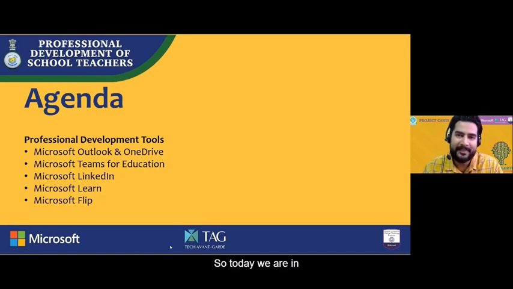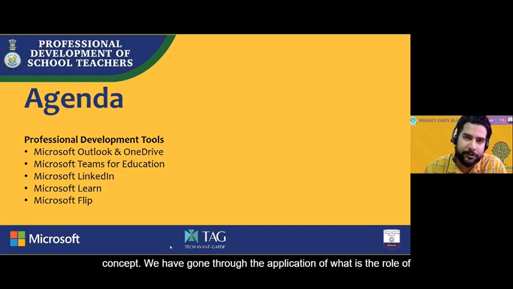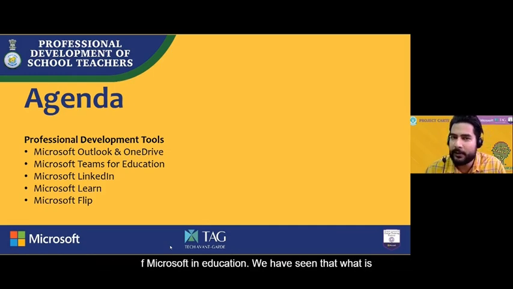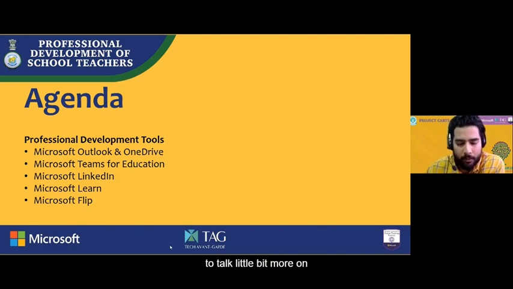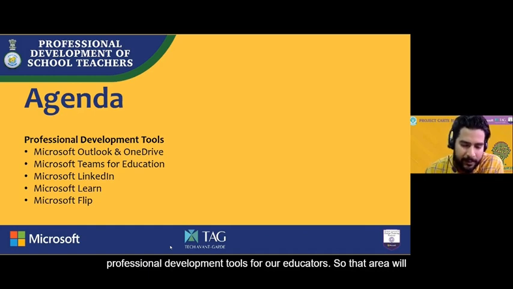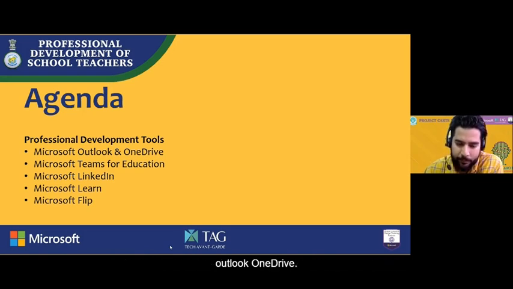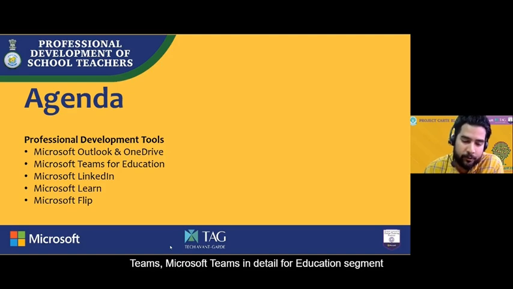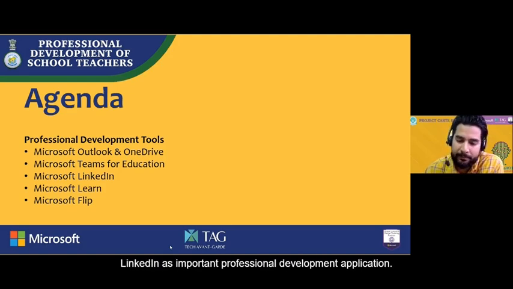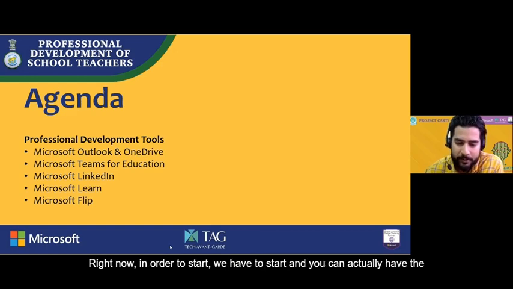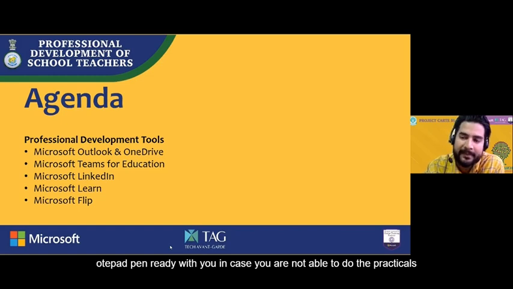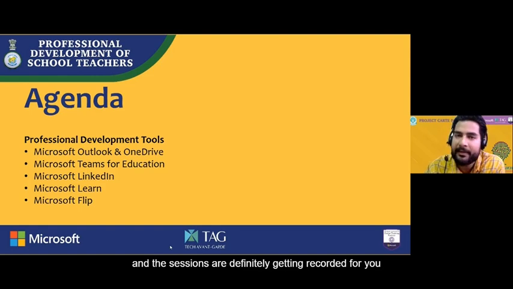So today we are in our day two session. On day one, we covered what the hybrid learning concept is, the role of Microsoft in education, and the 21st century applications and tools for educators. Today, we are going to talk a little more about professional development tools for our educators. The tools we will discuss today are Outlook, OneDrive, Microsoft Teams in detail for the education segment, LinkedIn as an important professional development application, Microsoft Learn and Microsoft Flip. So just keep your notepad and pen ready with you. You can use them in case you are not able to do the practicals along with me while I'm explaining. Make a note, and the sessions are definitely getting recorded for you.